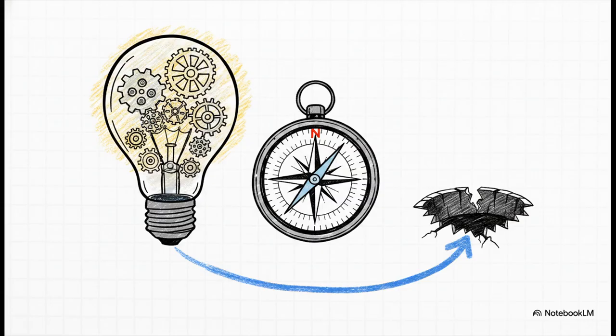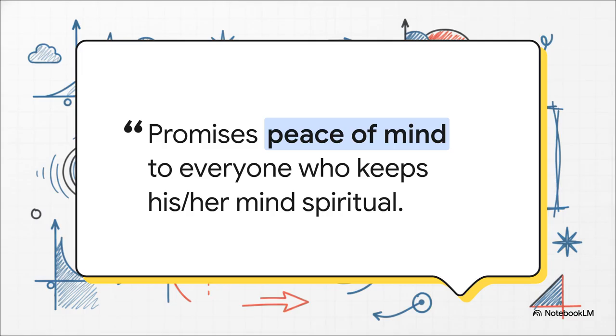This brings us to a really beautiful promise found in Romans chapter 8, verses 6 and 7. It promises peace of mind to everyone who keeps their minds spiritual. When you align your newly educated mind with spiritual wisdom, you don't just become a smart student, you become a wise person. You unlock a deep, lasting peace of mind that purely intellectual knowledge just can't provide on its own. It's really about educating the mind while simultaneously shaping the heart.